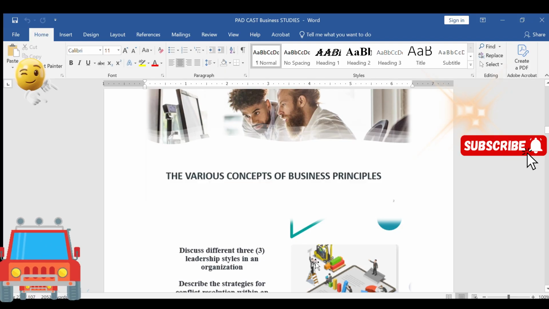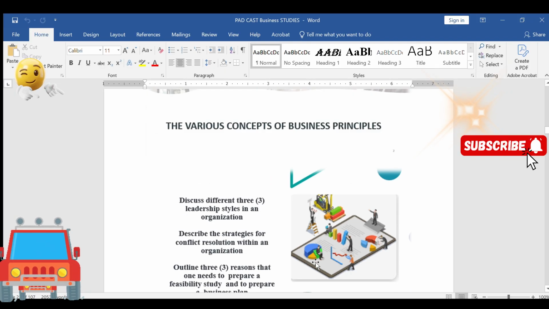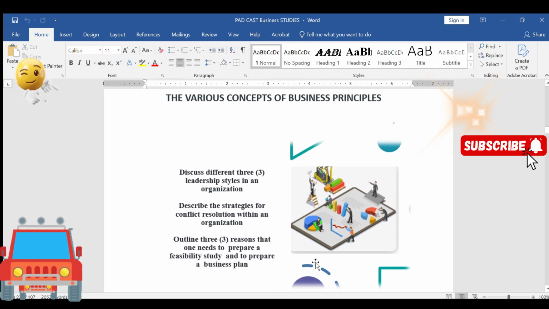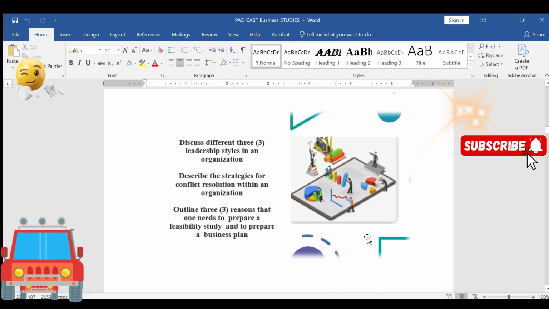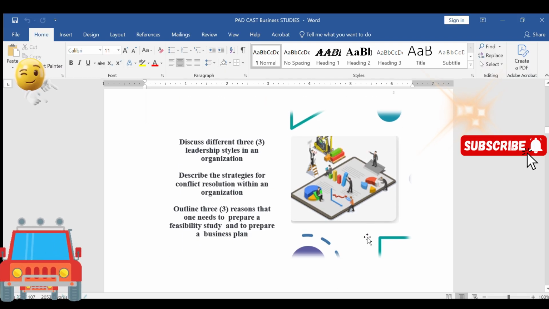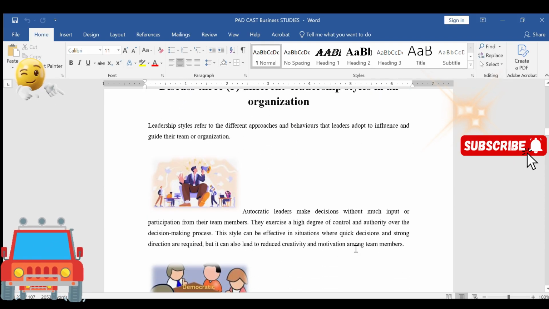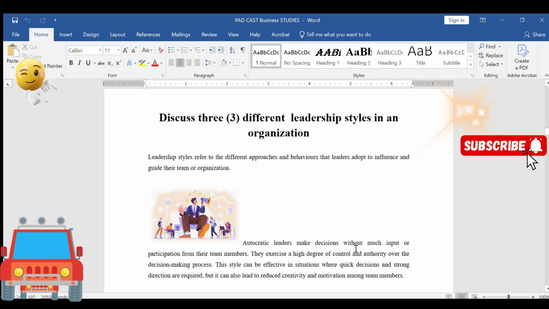The various concepts of business principles: discuss different leadership styles in an organization, describe the strategies for conflict resolution within an organization, outline three reasons that one needs to prepare a feasibility study and to prepare a business plan. So we start with the three leadership styles in an organization.